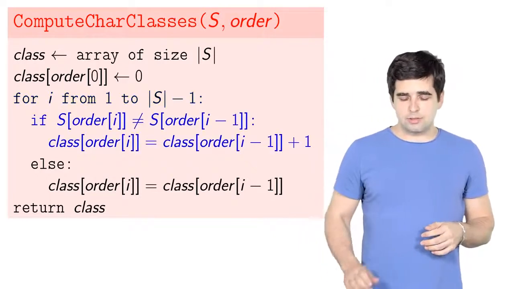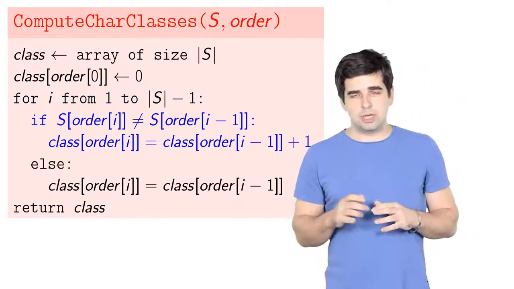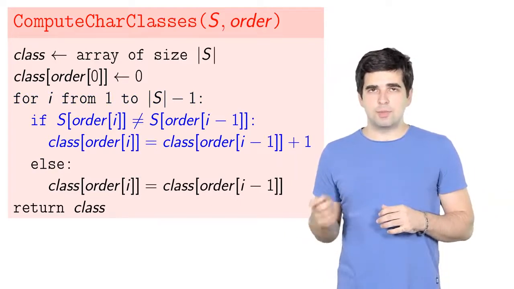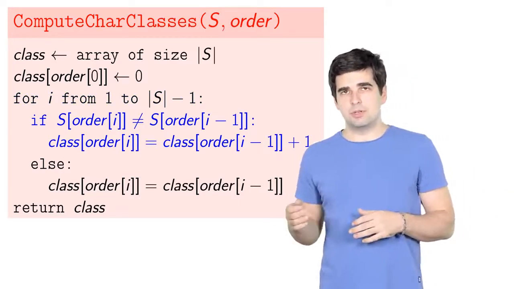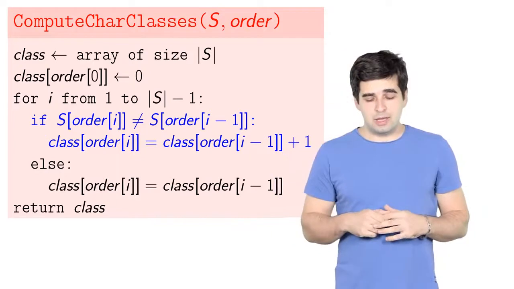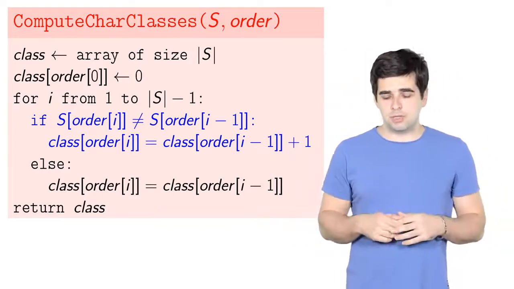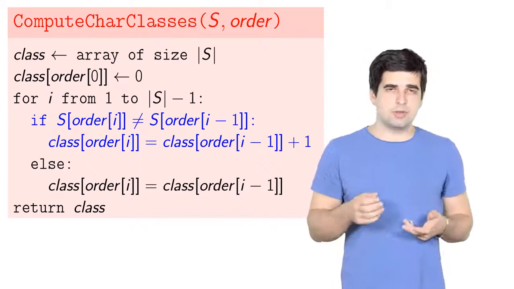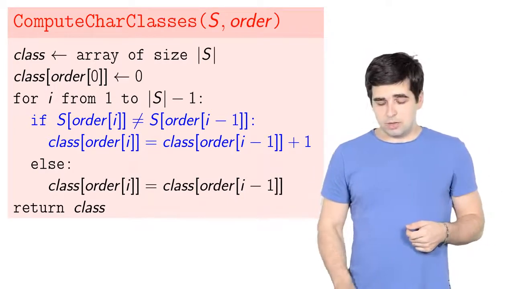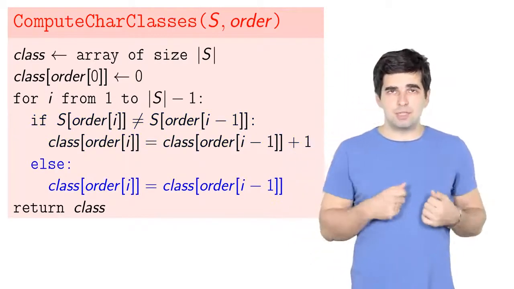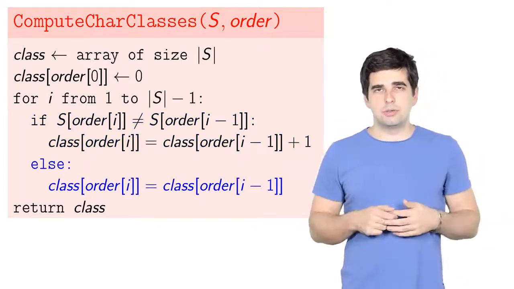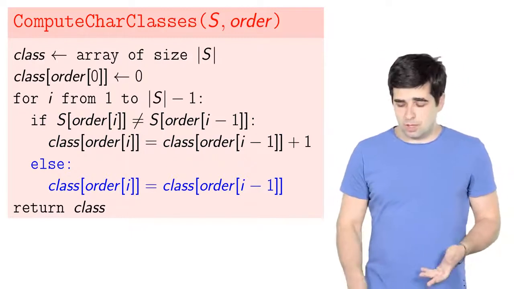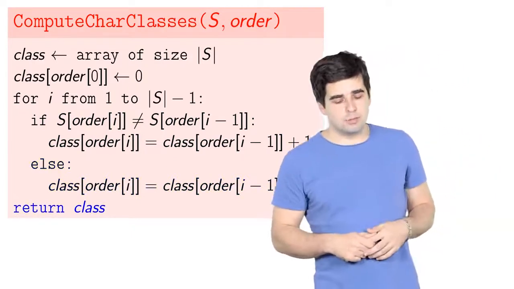To assign a class to a new character, we compare it with the previous one in the order. If it's different from the previous one, it means it's bigger, because we go through them in the order. And so we need a new class, and so we just take the value of the previous class, increase it by 1, and assign it to the class of this character. Otherwise, if this character is the same as the previous one, we don't need to create a new class, we just assign the same class as the class of the previous character. And in the end, we return the array with the classes.